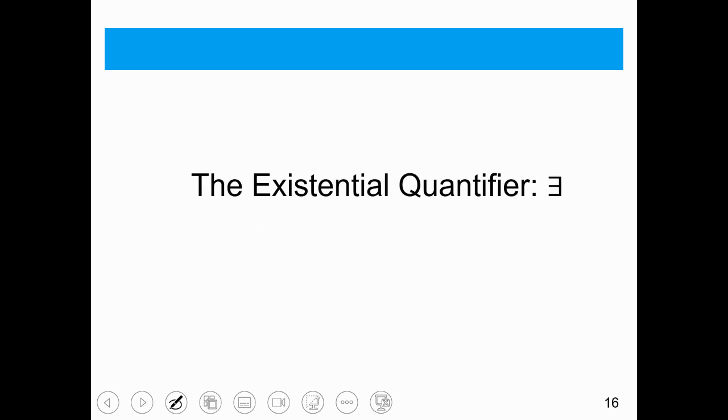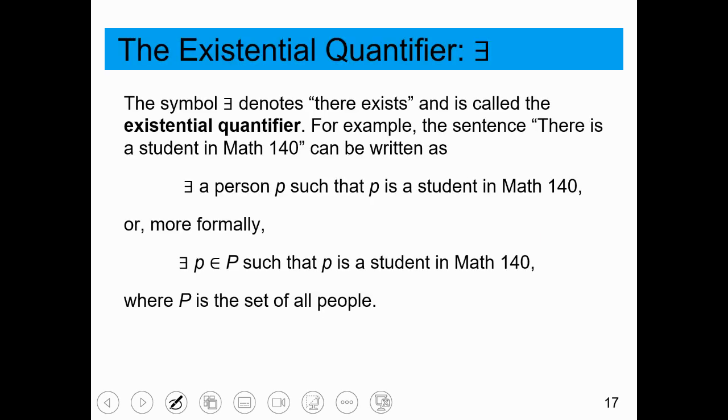Okay, so we talked about the universal quantifier. Let's now discuss the existential quantifier. It looks like a capital letter E backwards, and it simply says that there exists. For example, there is a student in Math 140 can be written as, there exists a person P such that P is a student in Math 140. Or more formally, there exists a P in capital P, such that P is a student in Math 140, where capital P is the set of all people.